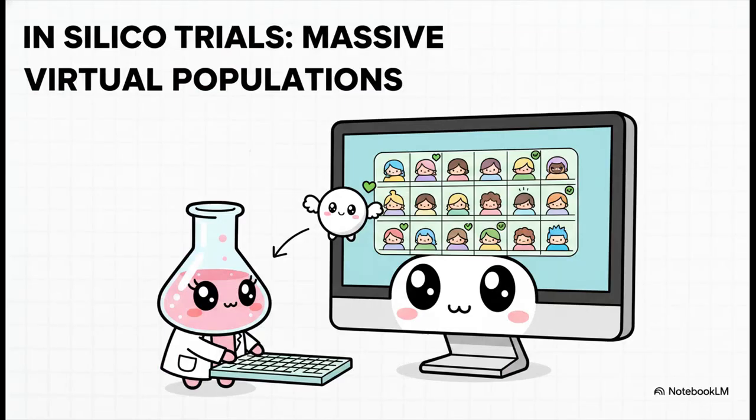Yep, you heard that right. Before a single human volunteer is ever involved, researchers can run what are called in silico trials. It's just a fancy term for running trials on a computer. They create thousands of digital profiles that represent a huge, diverse population and see how the drug behaves.